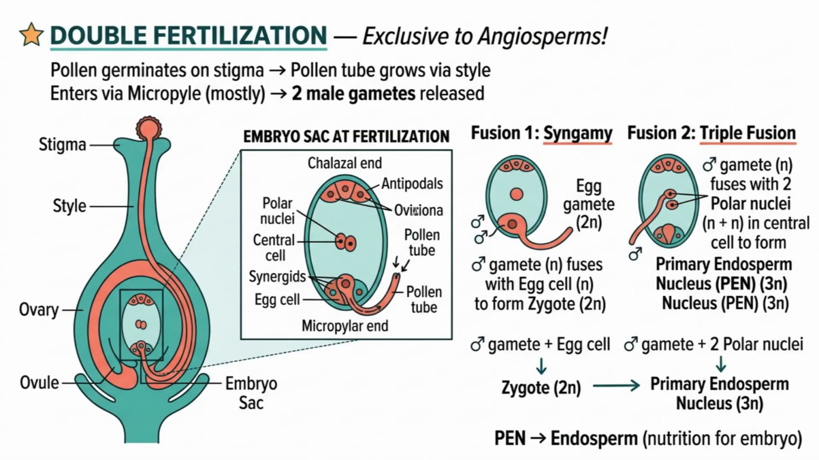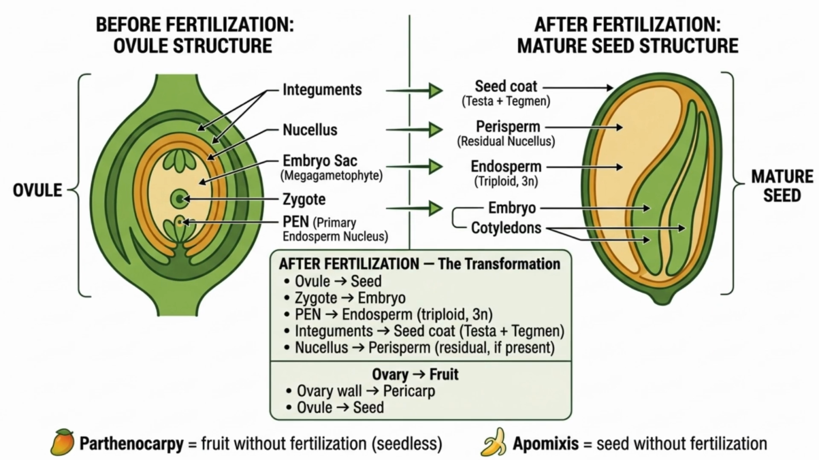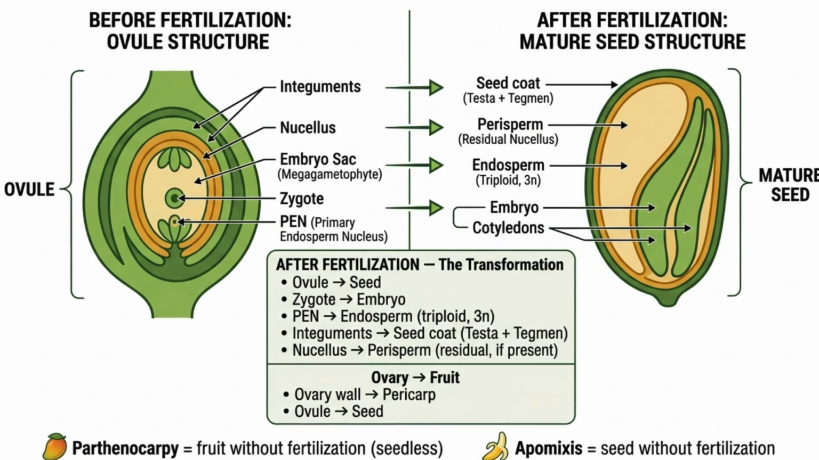The second male gamete fuses with both polar nuclei. This is triple fusion, forming the triploid primary endosperm nucleus, or PEN, which develops into the endosperm. Both fertilizations happen simultaneously, hence the name double fertilization. NEET has asked this topic in almost every paper. After fertilization, a series of transformations happen.